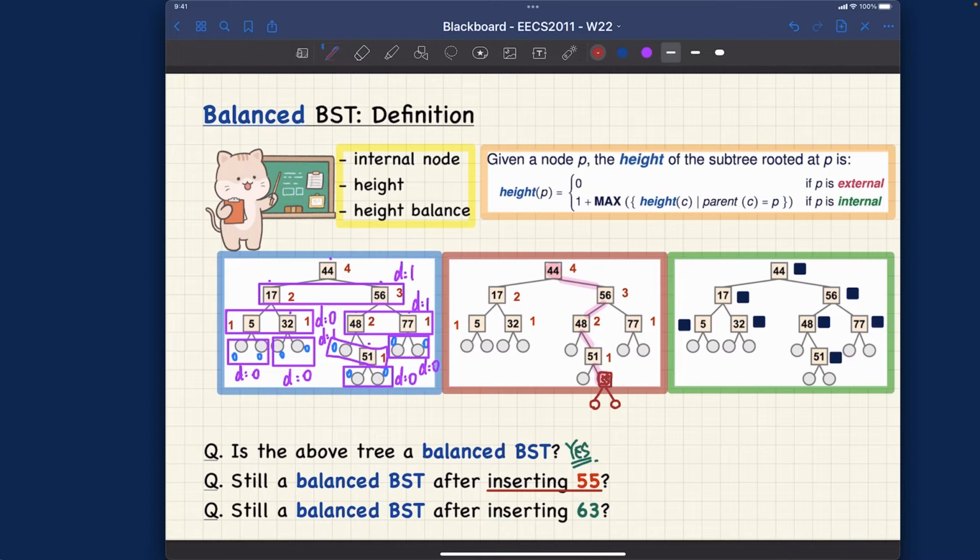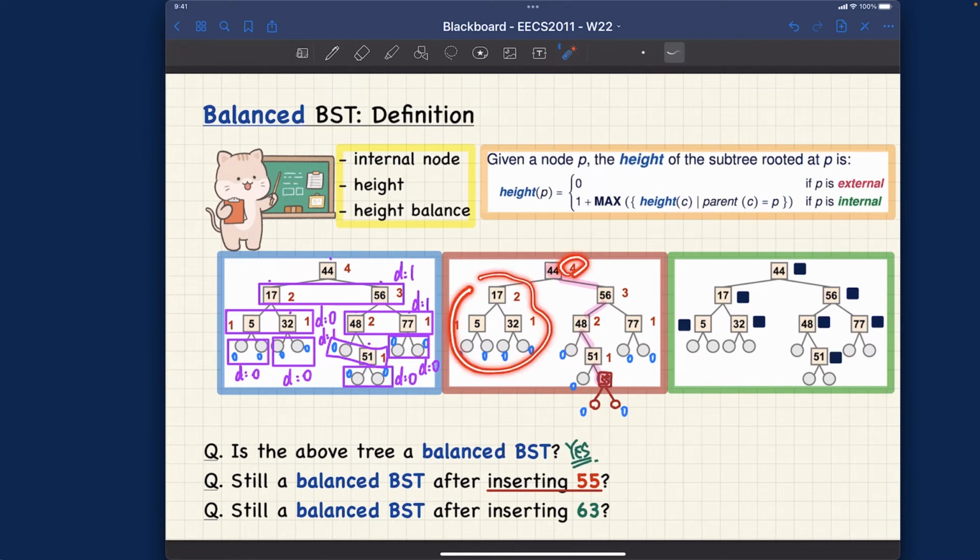Let me use blue again. Okay. External nodes, let's fill out their heights first. They're easy. 0, 0, 0, 0, 0, 0, 0, 0, 0, 0. Okay. Apparently, you can see this part of the subtree is unaffected, right? You can see 0, 0, maximum 0 plus 1, right? So this part here doesn't really change.